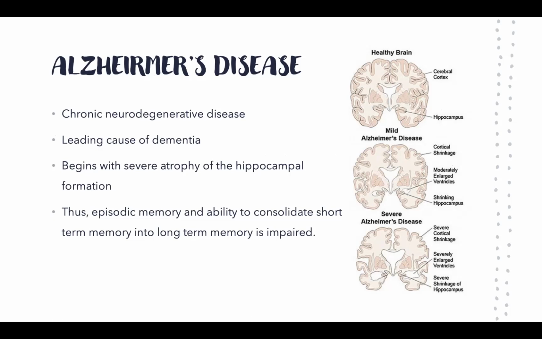And when it starts off in the hippocampal area, remember what the hippocampus is important for. It's important for episodic memory and turning short-term memory into long-term memory. And that's what is impaired first. Then later on, you'll see the cognitive decline as well. So that's the end of the limbic system.